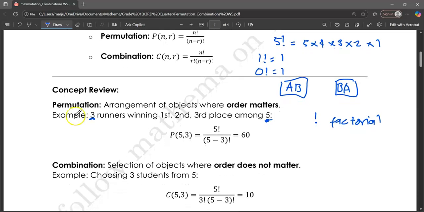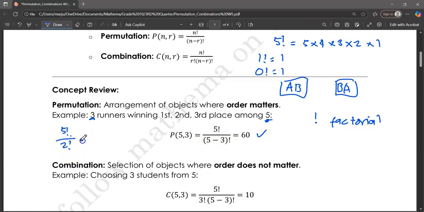So here, how many ways can we actually choose 3 students among 5 for the first, second, and third place? So we have 5 factorial divided by the quantity of 5 minus 3 factorial. That will give us 60. Why do we get 60? So if you're going to solve this one, this will be 5 factorial over what is 5 minus 3? That is just 2 factorial, right?